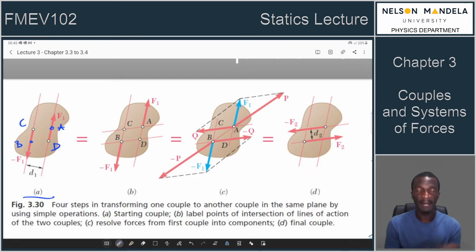Now, by the principle of transmissibility, we can just transfer force F1 to position A. We can transfer force minus F1 to position B, and we'll get the same effect. So we've got the principle of transmissibility to back us up there. This is what is happening in part B, where we have the force F1 now acting at what? At position B, the force minus F1 on B, and then the force F1 on A.